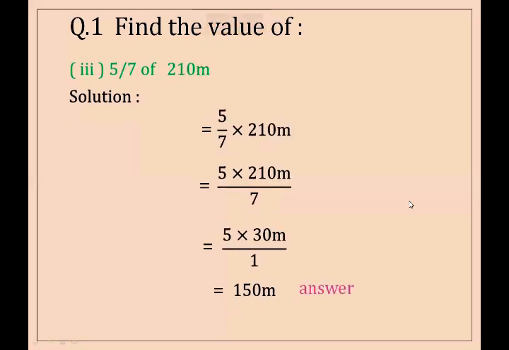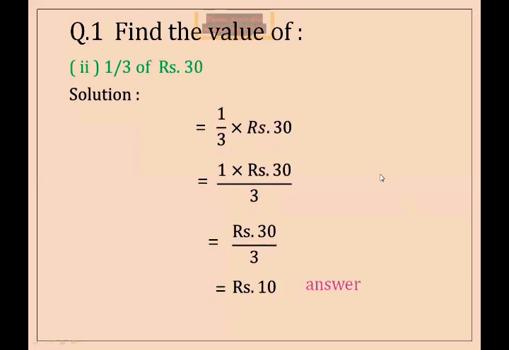Now there are some more questions from the same exercise. Here's question number 1. Find the value of. The second part is 1 upon 3 of rupees 30. How we solve this? The solution starts here with 1 upon 3. This "of" is converted into multiply, rupees 30. Again the numerator is multiplied with the whole number, which is 1 multiplied by rupees 30 upon 3.